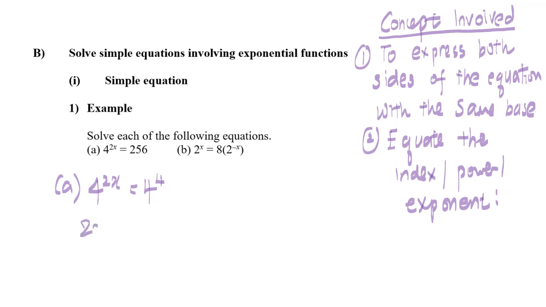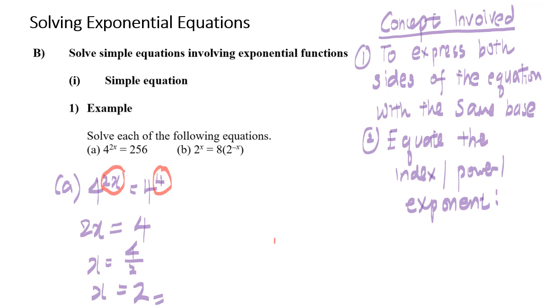Then we equate the exponent. This one is called the exponent if you have forgotten. So from there, x will be 4 divided by 2 equals 2. Pretty simple. Right, part B.